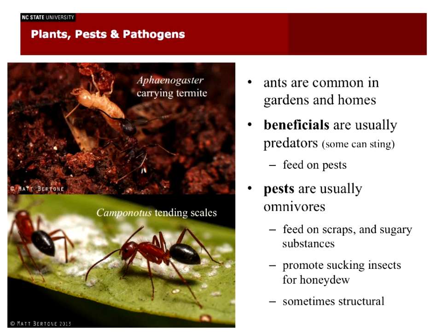Now, most of the pest species of ants, however, are omnivorous. They're going to be feeding on scraps and sugary substances in your home. Many of them will also tend sucking insects, like these scale insects here being tended by these Camponotus ants. They basically keep wasps and other predators of these scale insects and aphids away from their cows, if you will, these cows producing honeydew that the ants love to drink. And also, there are obviously some structural pests. Carpenter ants, for example, will excavate wood, including wood that makes up the structure of homes.